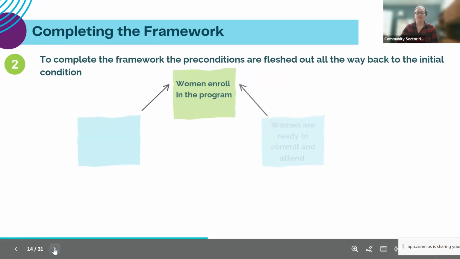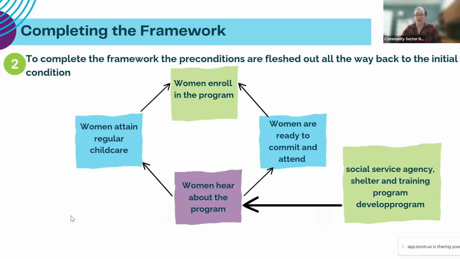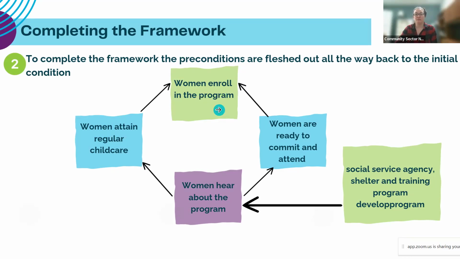So to complete the framework, we're going to go all the way back to the initial condition. So how do women become enrolled in the program? First, they have to make sure that they're committed and available. So women with children will have to make sure that they have regular childcare so that they can commit to the program. They're ready to commit and attend.